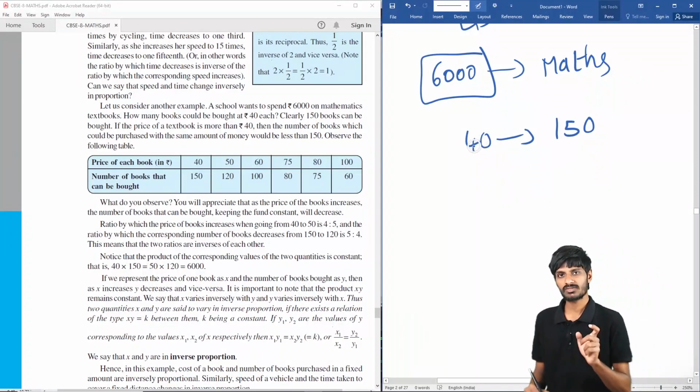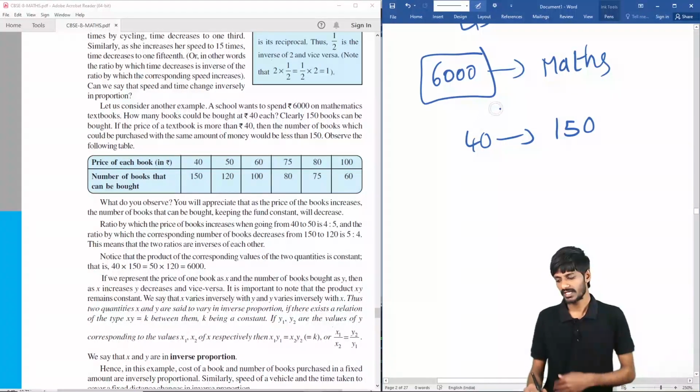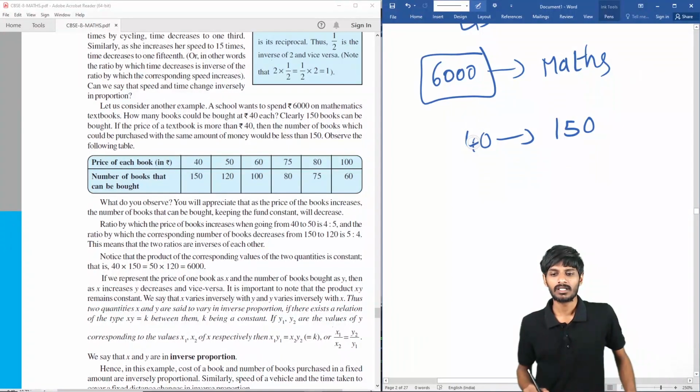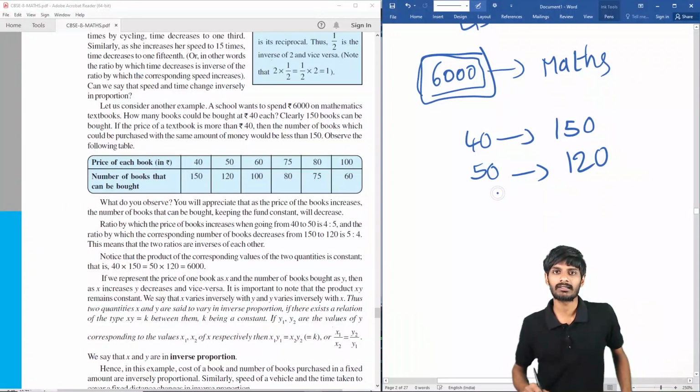Each book costs 40. The total amount is 6,000. How many books can they buy? They can buy 150 books. At the same time, if the cost of each book increases, suppose the cost of each book is 50 rupees, how many books can they buy with the same funding? They can buy only 120 books.